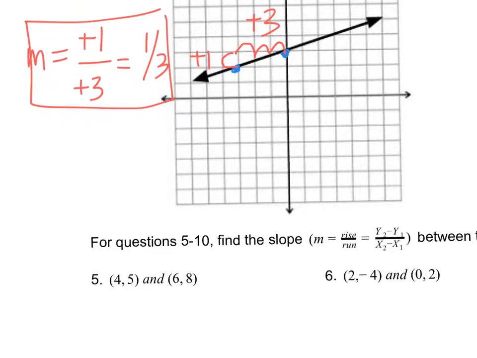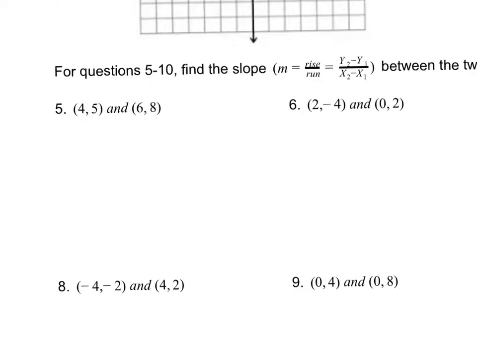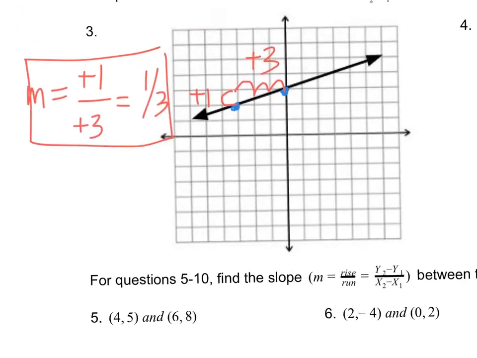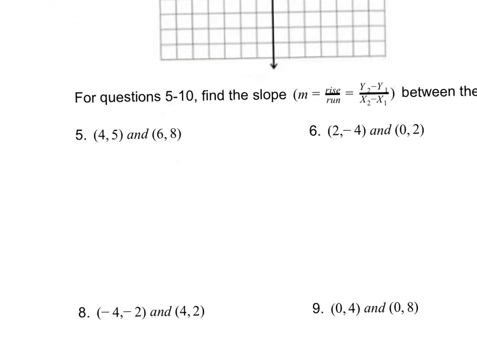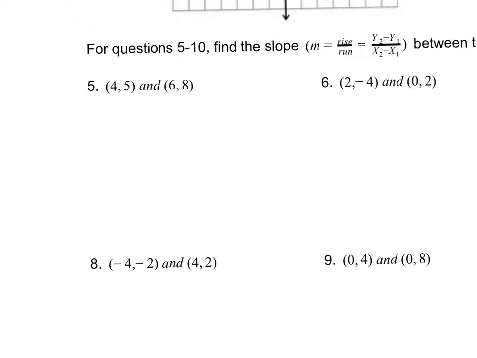That's number 3. So then the next section is you're not given the line, you're actually given points. So if we wanted to, we could actually graph this. We could make an x and y axis and plot the points 4, 5, and 6, 8, and then count what's the rise and run between those 2 points. Or we can use this formula they give us here.